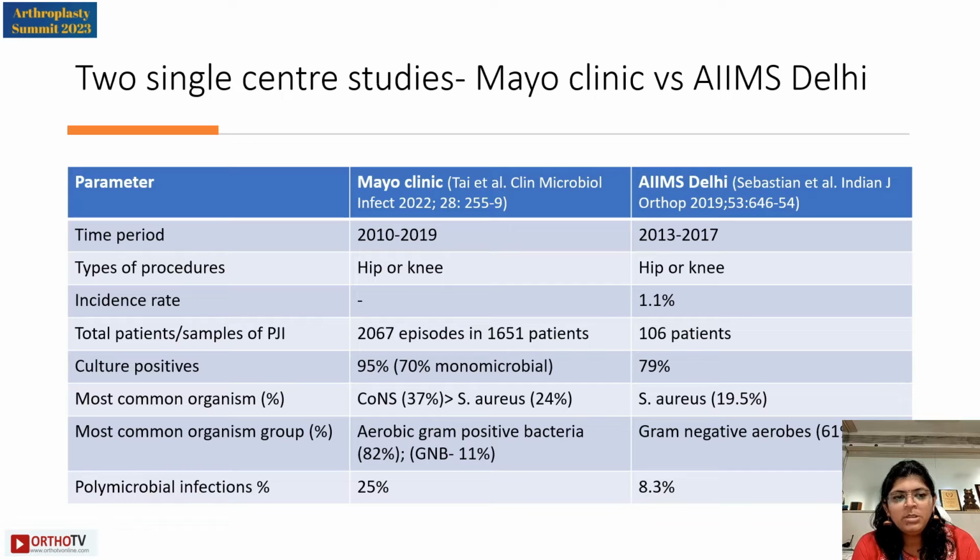But probably the most important point to be taken away from this table is the most common group of organisms in the Mayo Clinic versus AIIMS Delhi, which is aerobic gram-positive bacteria causing 82% of the infections in Mayo Clinic, whereas in the AIIMS study, it was 61% caused by gram-negative aerobes. So here there is a predominance of gram-negative aerobes versus gram-positives in comparison to international literature.